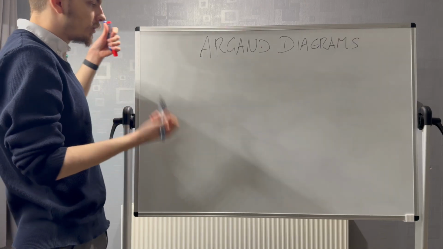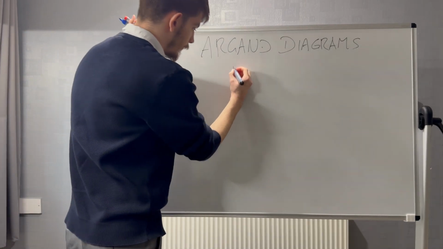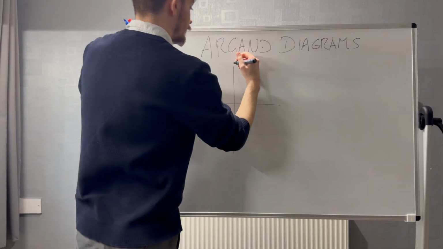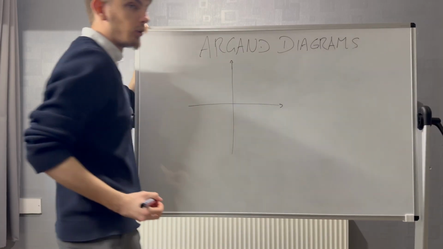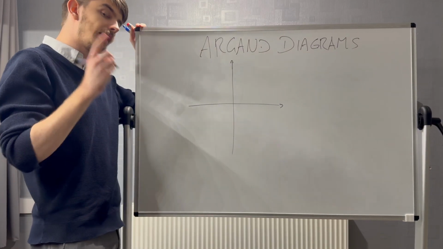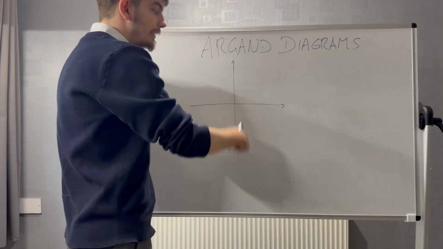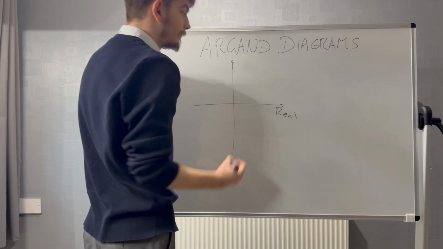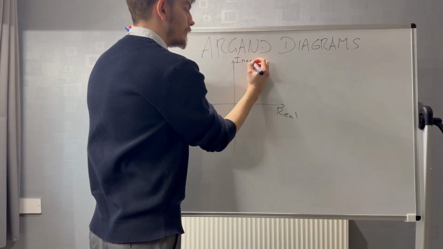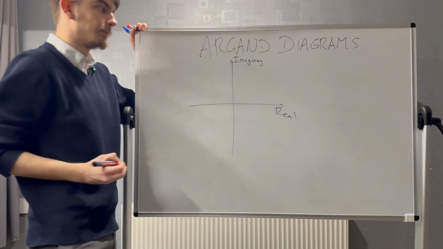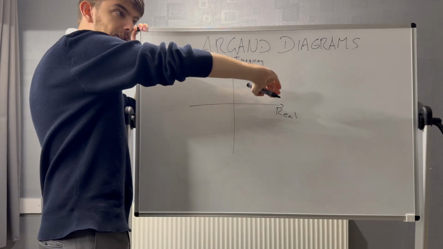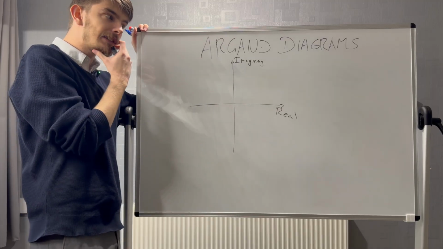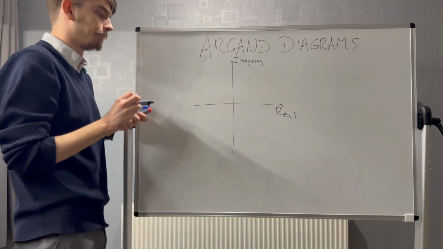So, what does an Argand diagram look like? Well, the lines look the same as a regular graph. We even have little arrows on them like that. But instead of having an x-axis and a y-axis, we have a real axis and an imaginary axis. Real going along the x, imaginary going along the y.